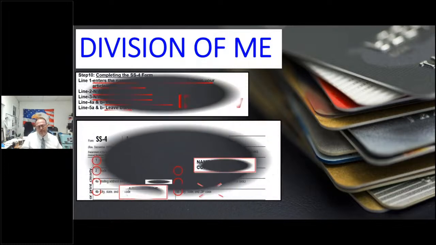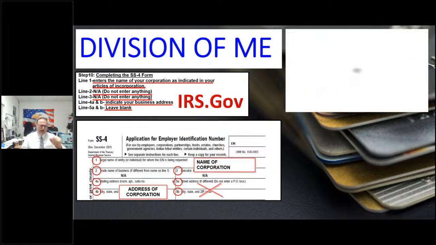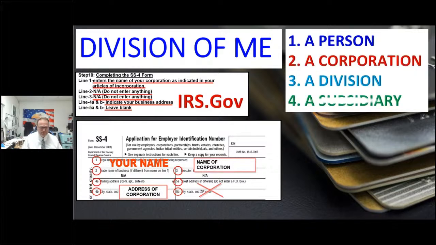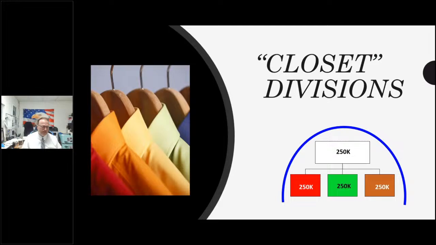But again, we got to get a division of me. See, the problem you got is you use your SSN, which is your SS5, and you got 1. How about we do a little bit more than that? Line 1 there, I can put your name, corporation, division, or subsidiary. Would you like $1 million of cash credit? Well, let me know. I can build your life for you too.